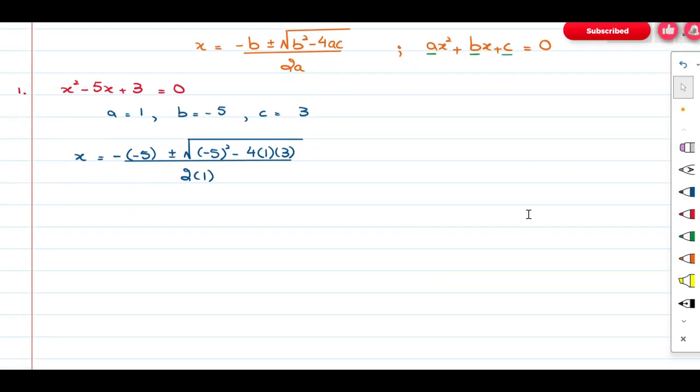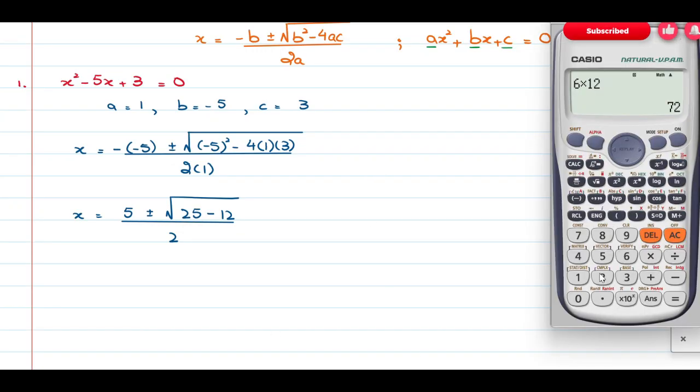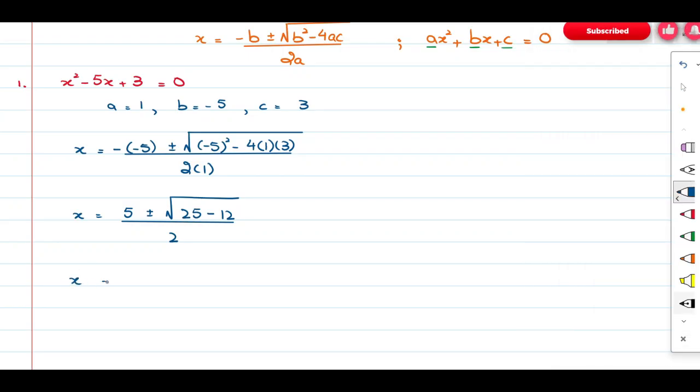Let me solve for x, the roots of that quadratic equation. Okay, so here we have x is equal to negative times negative is positive 5, plus minus square root of 5 square is 25, minus 4 times 3 is 12, divided by 2 times 1, which is 2, right? Now let me solve it with the help of calculator. What is 25 minus 12? Which is 13. So here x is equal to 5 plus minus root 13 divided by 2.